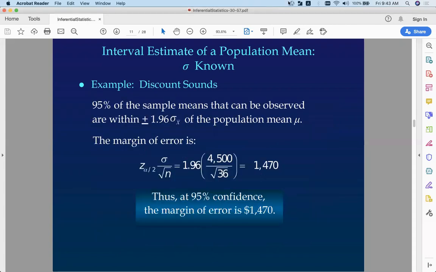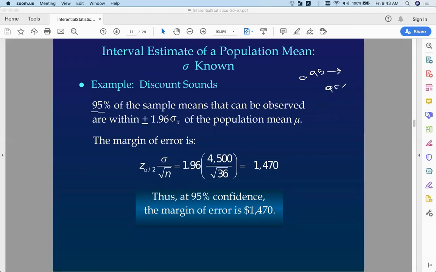Okay. So the way you can figure that out is, 0.95 you can write as 95%. So 95% of the sample means that can be observed are within plus or minus 1.96 sigma x of the population mu. Okay. Now, where does this 1.96 come from? So this 1.96 is your Z alpha by 2.